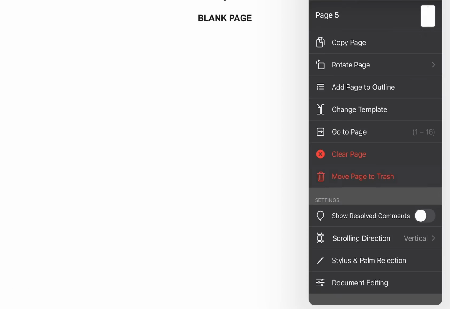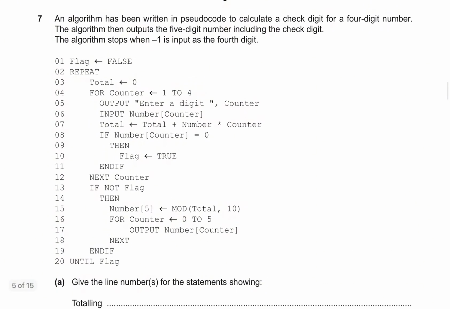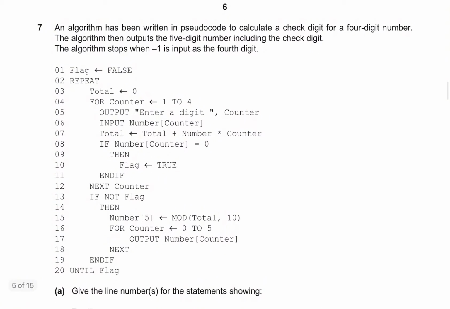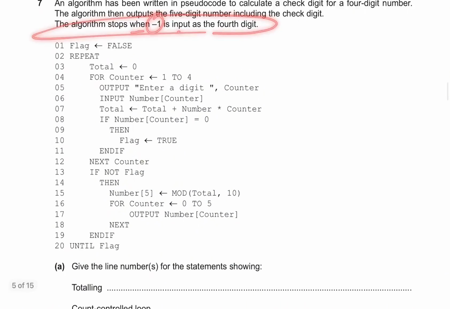This is a blank page, so we could remove this page. Now, an algorithm has been written in pseudocode to calculate a check digit for a 4-digit number. The algorithm then outputs the 5-digit number, including the check digit. The algorithm stops when -1 is input as the 4th digit.